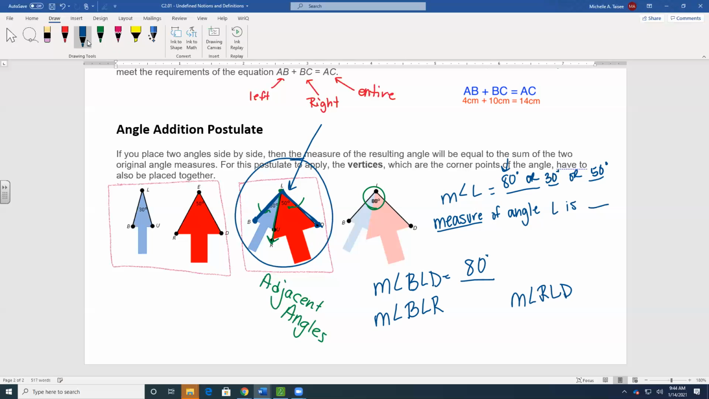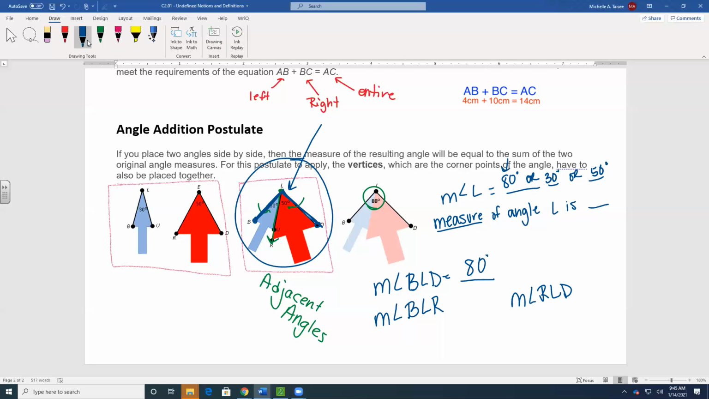So just be careful, if there's more than one angle at that vertex, I won't know which one you're talking about. So if I said which angle has a measure of 50 degrees and you say angle L, I will answer you, which one, right? Because there's 3 of them there, right? So just be careful.